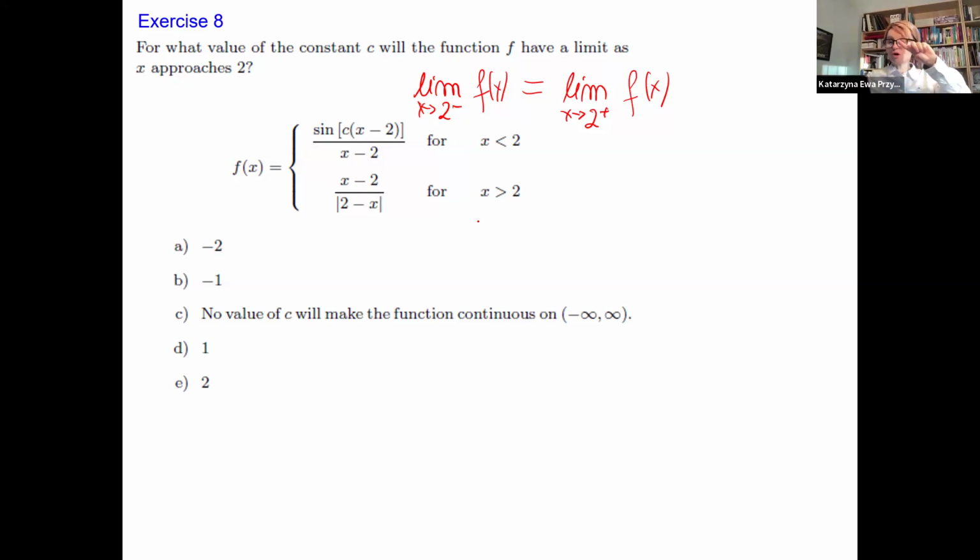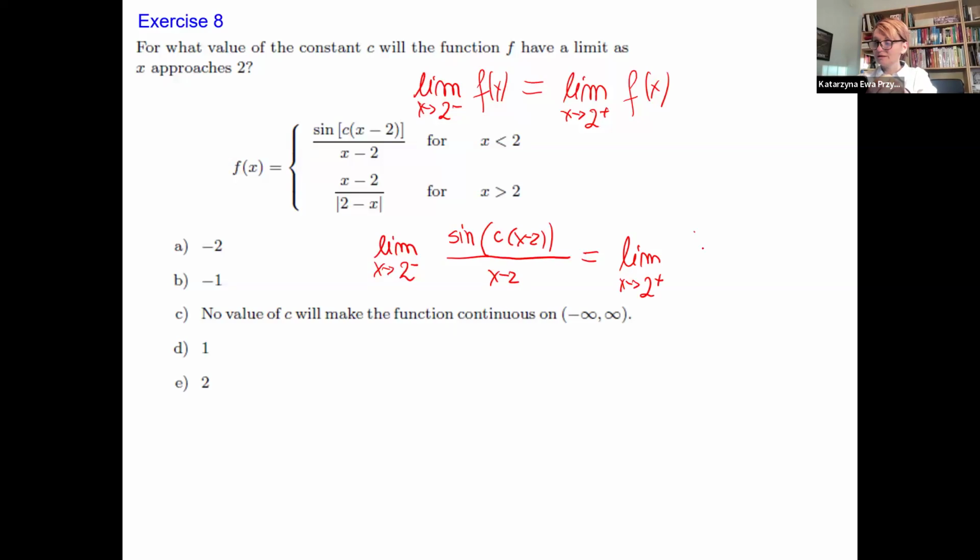Which formula will we use on the left-hand side? The top or the bottom? The first or the second? Of course, the top. That means what is this limit? And this is, of course, the point. It's really nice. x goes to 2 from the left, sine, and now look at the angle, c times (x minus 2), over x minus 2. Limit as x goes to 2 from the right, and then, oh, absolute value.